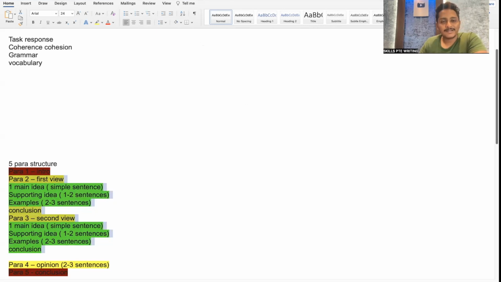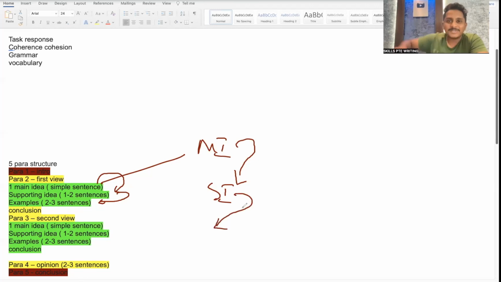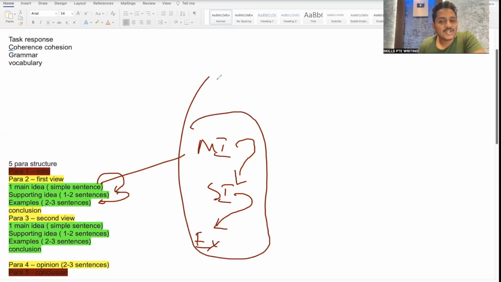So this is the thing about "discuss both the views and give your opinion." Never go with 4 paras, always go with 5 paras. Now coherence quotient will be perfect if you have explained this in the same order: main idea, then supporting idea, then example. Whatever you write in the main idea, the same thing has to be explained in the supporting idea. Whatever you have written in the supporting idea, the same part goes into more specifics in the example. This entire thing is the internal structure, and if you write this correctly, you get full 9 out of 9. You answer every point in the question, you get 9 out of 9.